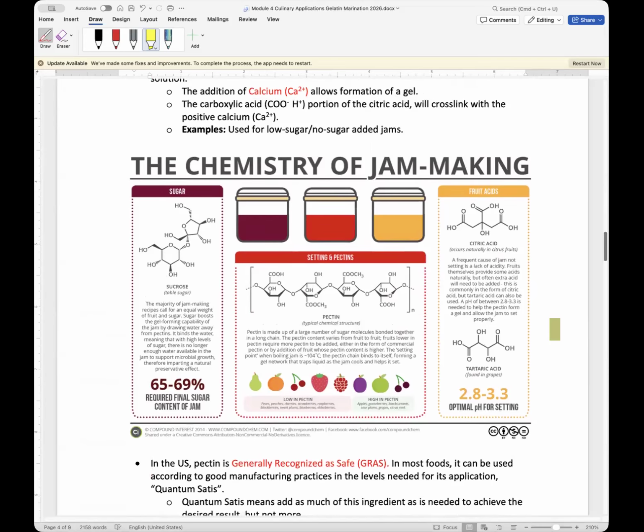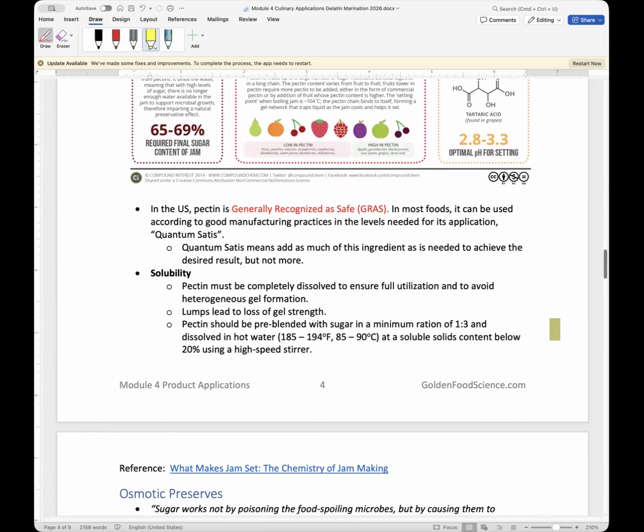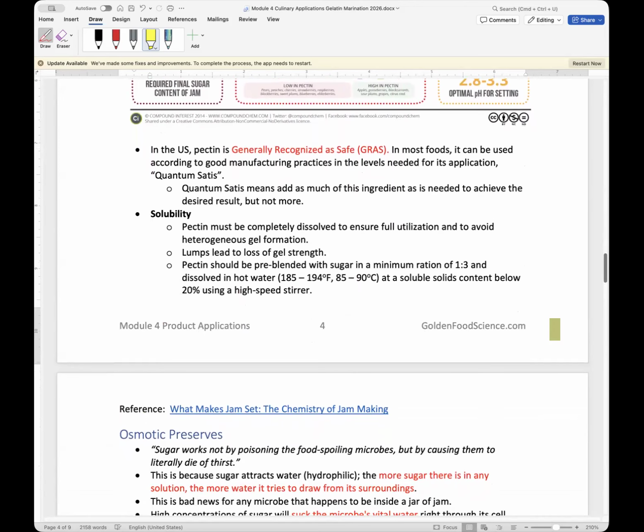Any questions about making jam? So the use of pectin is GRAS. In other words, it's generally recognized as safe. So if you wanted to add it to something different, you could, and it would be considered safe. So it is good for lots of things.